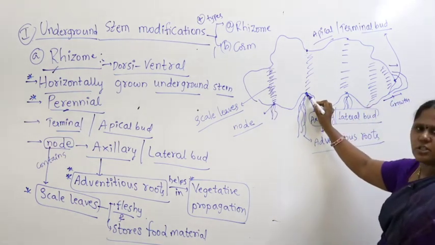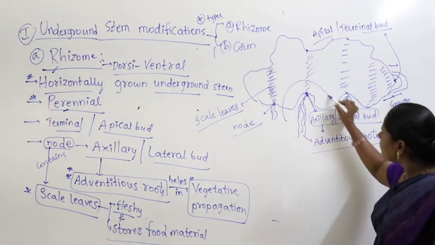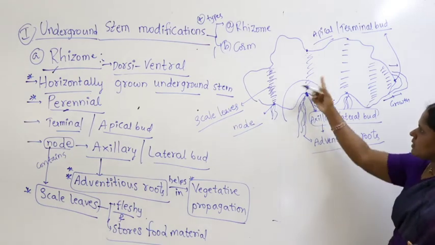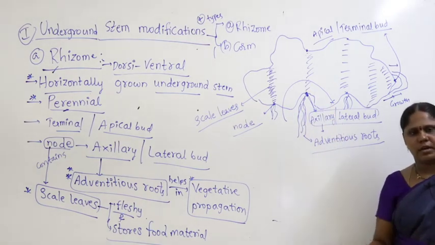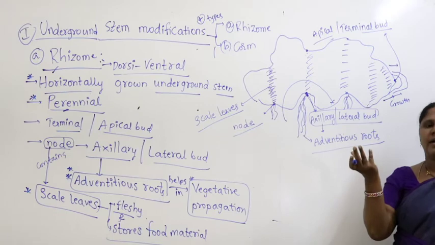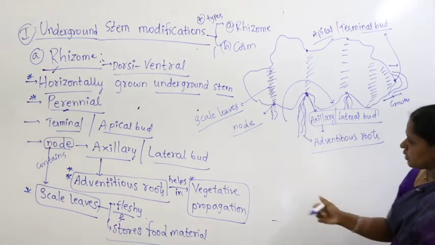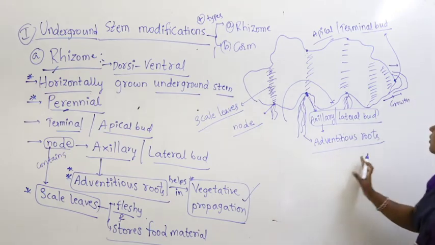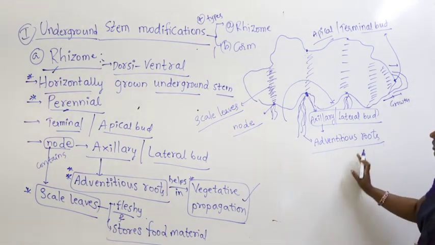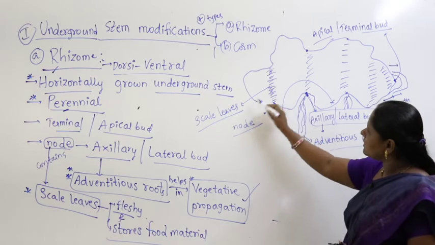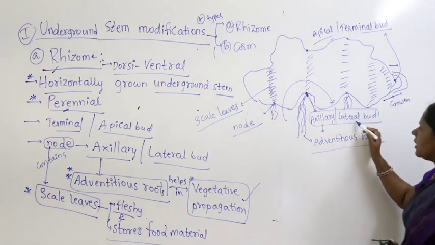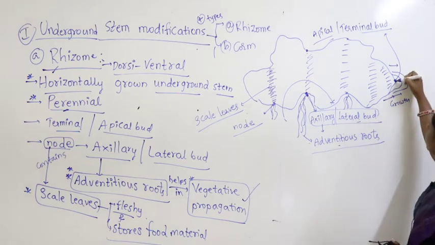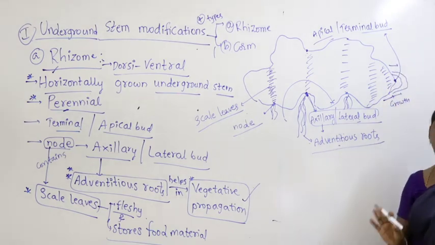Now wherever adventitious roots are there, if you cut this part in the ginger and place it in the soil, a new plant arises. That's nothing but what we call vegetative propagation. So this is totally what we call ginger. This is a node, these are the scale leaves, this is the axillary or lateral bud which gives rise to adventitious roots, and here you find the apical or terminal bud, right.